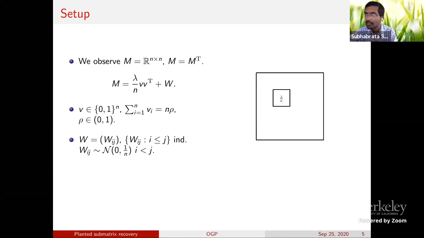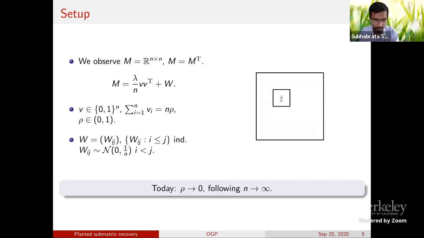Okay, so I'll talk about principal submatrix recovery. The setting is that we get to see an n by n symmetric matrix. Most of the entries of this matrix are Gaussian with mean 0. However, there is a hidden planted submatrix where the mean has been elevated to be lambda over n. And I'll talk about a setting where the size of this planted submatrix is n rho by n rho. The background Gaussians have been scaled so that the spectral norms of the planted matrix and the background noise are on the same scale.